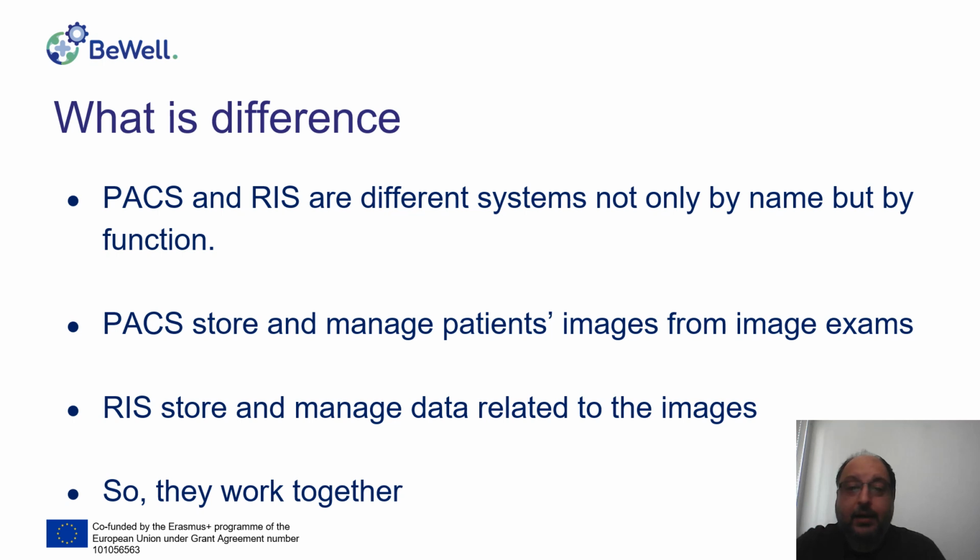No, they are not. They are different systems, as was explained in the previous modules, and not only by name, but also in their functions. The main difference is that the picture archiving and communication system stores patient images, and the radiology information system stores the data related to the images, and they need to work together.